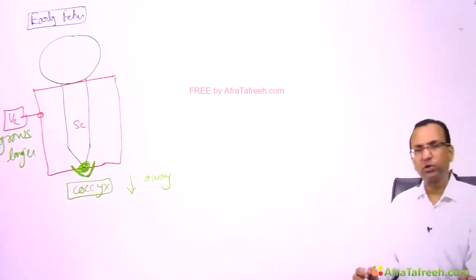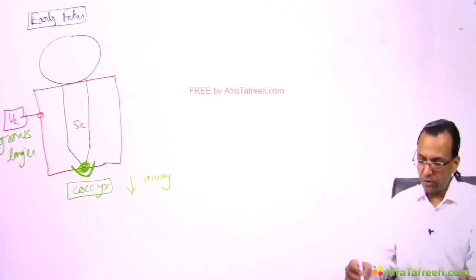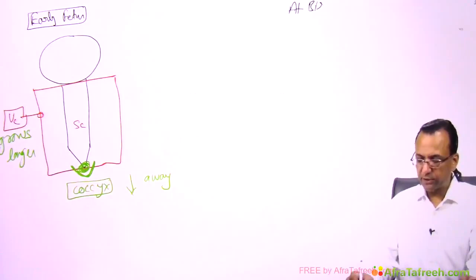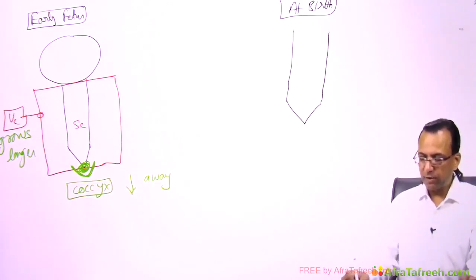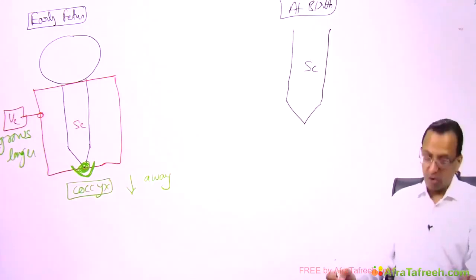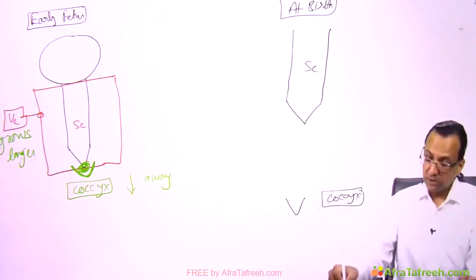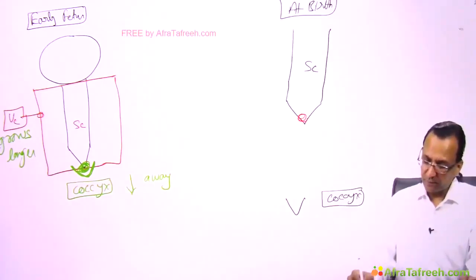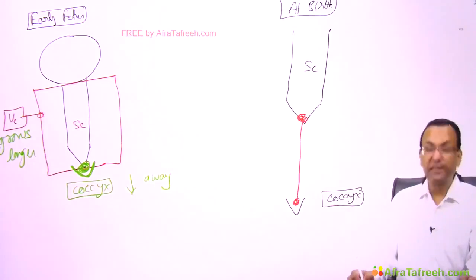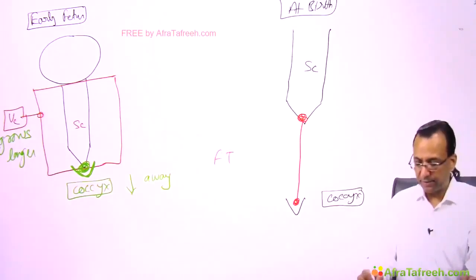Then what is the situation at birth? If you want to look at the situation at birth, then let us see. This is a baby at birth. This is the termination of the spinal cord here, and you see the coccyx bone has moved far away. But still it is attaching to the tip of the spinal cord with the collagen fibers making the filum terminale.